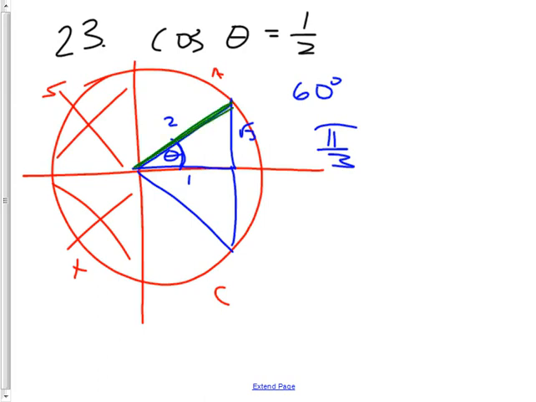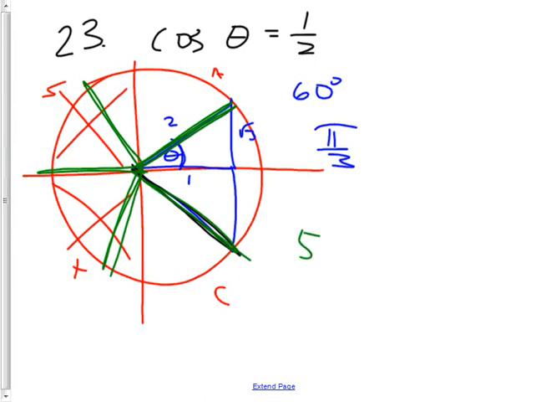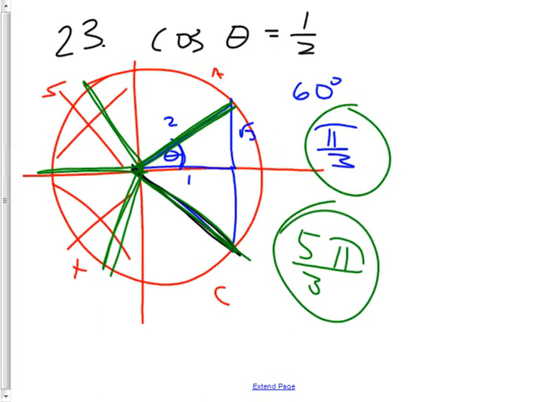If this is 1/3 of a pi, what is that? Well, I'm going to count it out. 1/3 of a pi, 2/3 of a pi, 3/3 of a pi, 4/3 of a pi, 5/3 of a pi. One answer, other answer. Okay? All right. I recommend that you check your answers on these.